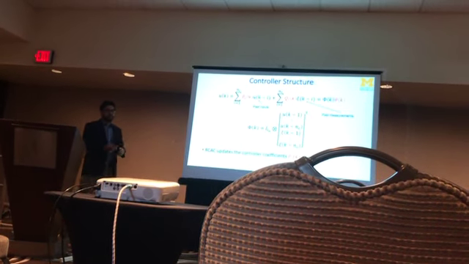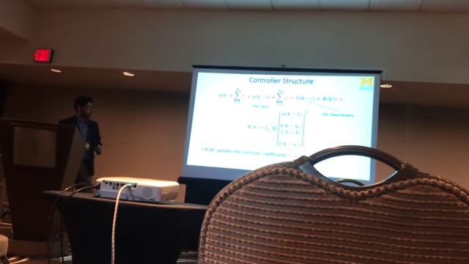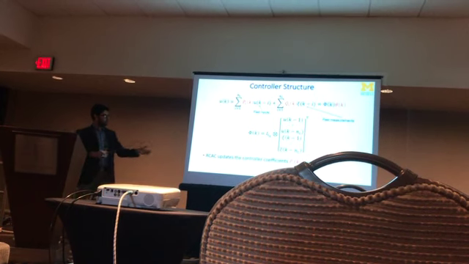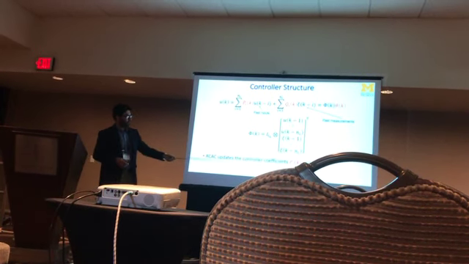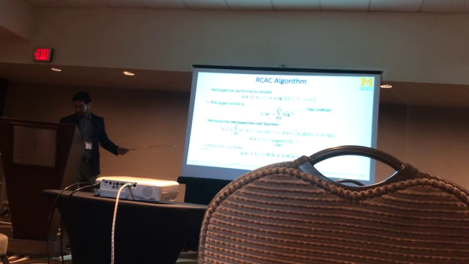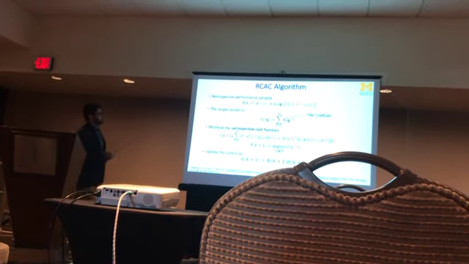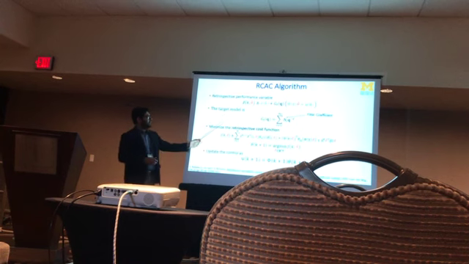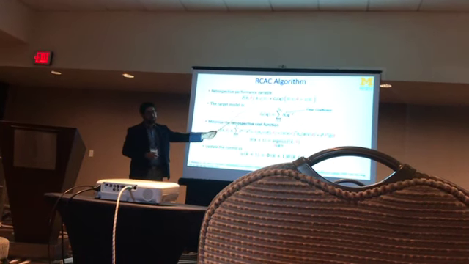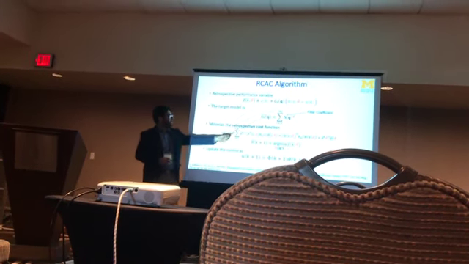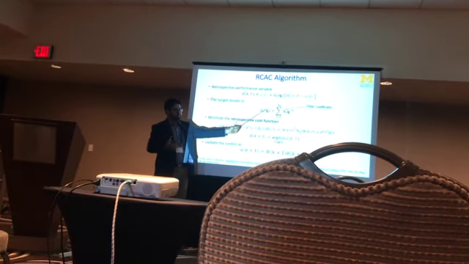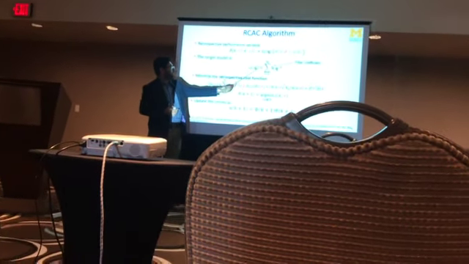RCAC, like I said, we use the retrospective cost adaptive control algorithm in this work, and that's what we use to update these controller coefficients. And here's the algorithm that RCAC uses. So we define this retrospective performance variable, z hat, using the measured errors, the constructed regression matrix, and past inputs.